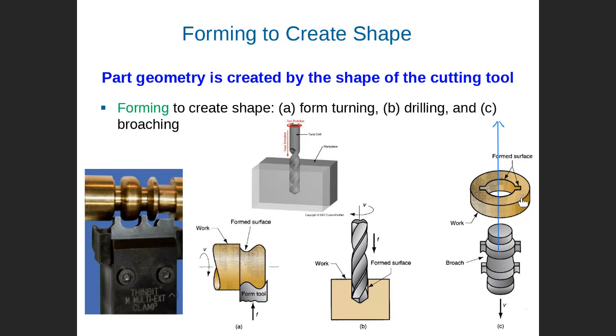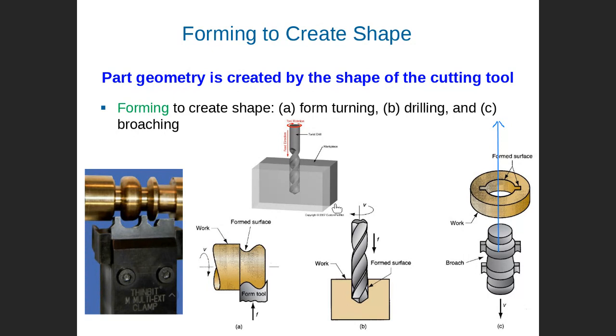The tool moves in this direction to cut the workpiece to create this one. If you would like to create something else, this tool cannot be used. You must have a different tool. So this tool is only for creating this one. If you would like to create something else, different shapes, then this tool cannot be used. You must have another, different tool.